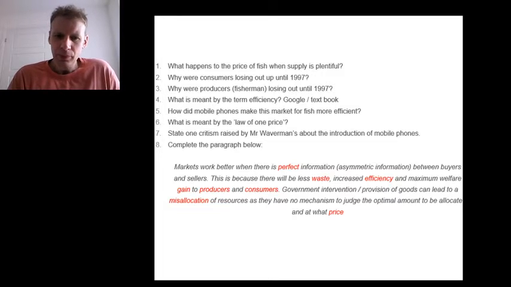So some important concepts in there. Perfect information, that's a really important economic concept. Maybe have a look at that through Google. You might want to have a look at the term misallocation of resources as well, because that's really important.